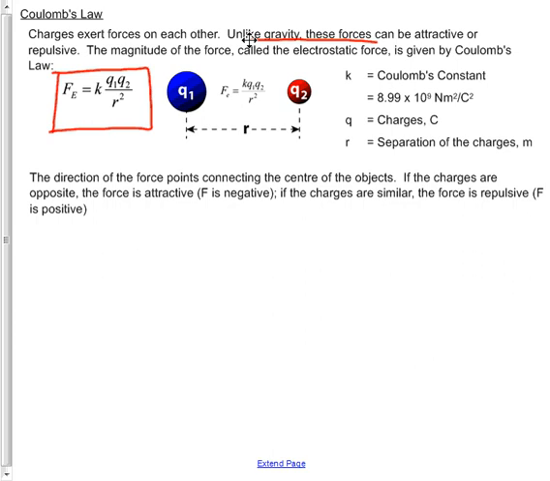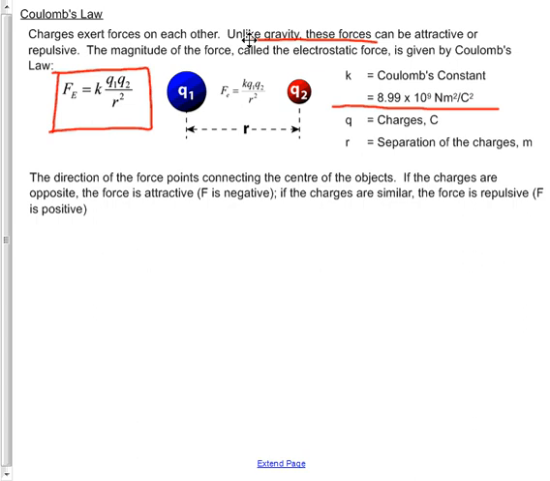Before we go too much further into calculations, let's define these terms and then look at the similarity between this and gravity. We'll start with F, that's the force. K is another constant called Coulomb's constant. His name is going to pop up all over the place here. It's given by that value. Again, that's another one of those constants of the universe. Coulomb's constant tells you how strong the electric force actually is.